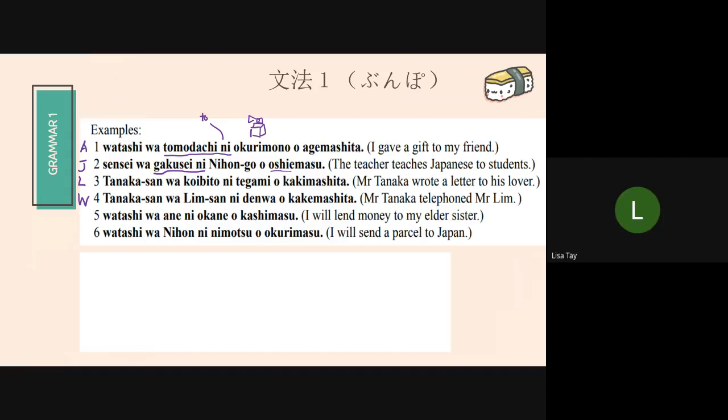Tanaka-san wa koibito ni tegami wo kakimashita. Very good. So the verb kakimashita is write. You can write to someone. The action can be done to someone. Can use for recipient. So correct. Write to lover, write to sweetheart, right? Koibito ni kakimashita. It's a bit directional also. Teach to, give to, write to, yeah, all the two.